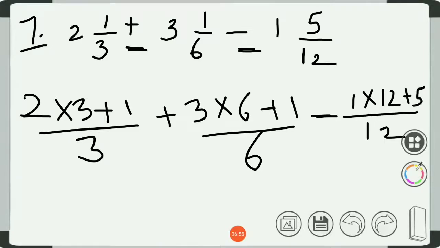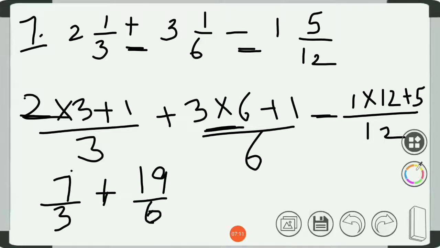Now you have to solve it. 3 2s are 6 plus 1, 7 upon 3. Your first fraction is 7 upon 3. Then plus sign. 6 3s are 18 plus 1, 19 upon 6. Then minus sign. 12 plus 5, 17 upon 12. Now you have 3 fractions, 7 upon 3 plus 19 upon 6 minus 17 upon 12. What do you do now? You take the LCM. LCM of 3, 6 and 12.